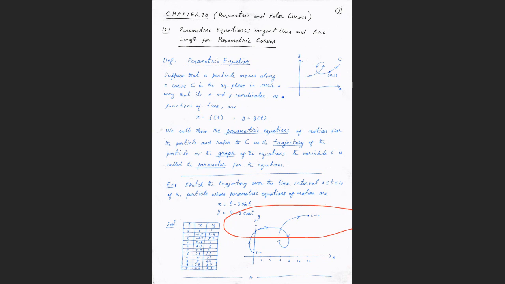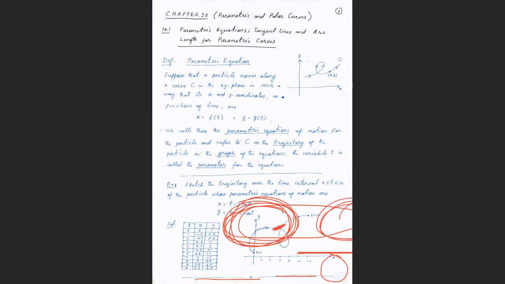You can call these the parametric equations of the motion for a particle that traces the curve, which is the trajectory of the particle or the graph of the equation. The variable t is called the parameter for the equations, because the x coordinate depends on time t and the y coordinate depends on time t, so we have only one parameter, which is t. This arrow shows the direction of the curve. So this is the basic definition.